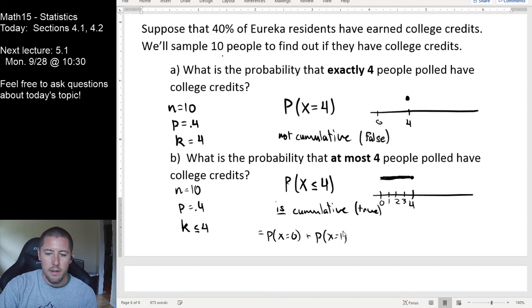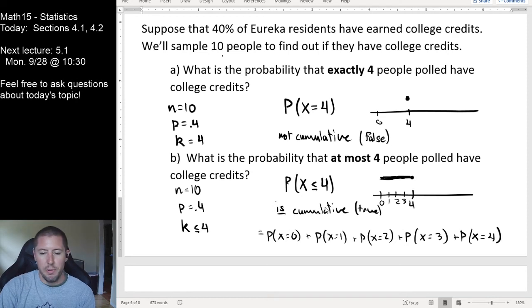And notice that this is equal to the probability that x is 0 plus the probability that x is 1 plus the probability x is 2. But this is the more work way, right? Like I don't want to have to write out all these different binomial probabilities in Excel. And so instead of writing out all of them and doing the individuals, we can just put true in the cumulative slot, and it will give us the probability that we see up to and including 4 people with college credits, right?